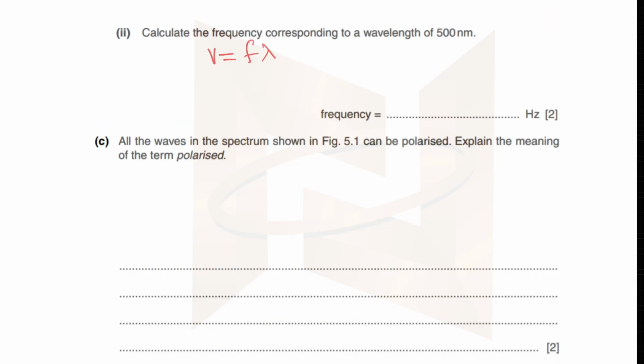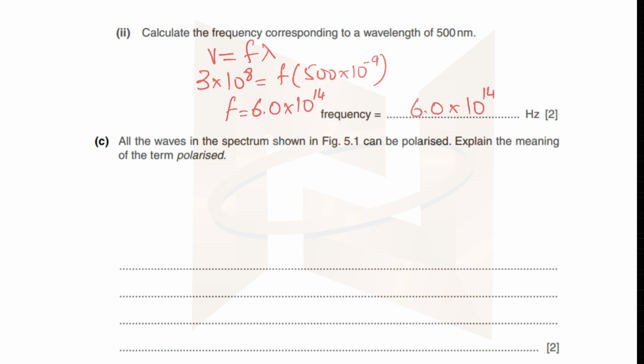Now here in the next part, they're asking you to calculate the frequency corresponding to a wavelength of 500 nanometers. So you know we'll use the equation v is equal to f lambda. So as you know, the speed, 3 into 10 raised to the power 8, is equal to the frequency times the wavelength, which is 500 nanometers. That's 10 raised to the power minus 9. And when you divide, the frequency that you end up getting is 6.0 into 10 raised to the power 14 hertz. Now in the next part, this part C is actually polarization.